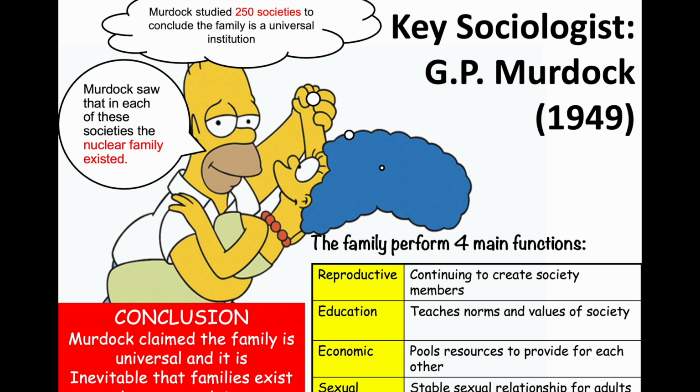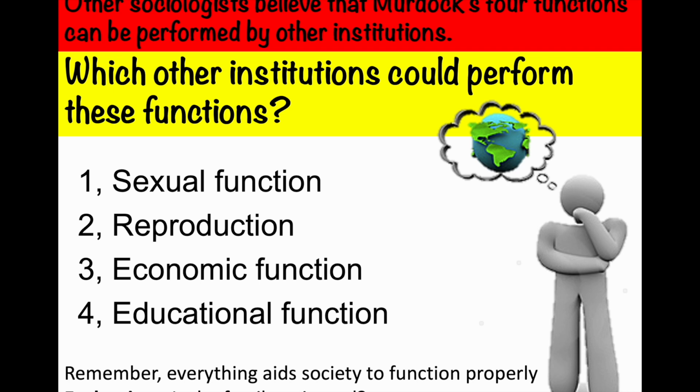Yeah, the family is universal. It's inevitable that it exists. Another criticism, evaluation of Murdock is that you can say, is the family the only thing that can perform these functions? So, for example, the reproductive function, you do not need to have a family or even a partner to have a child these days. You can produce children using IVF, and you don't need to have a partner.